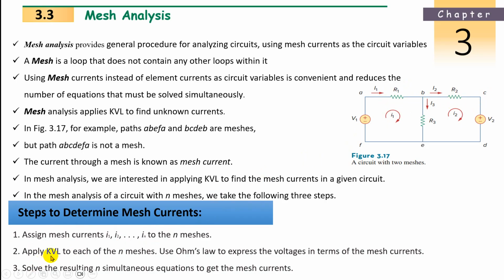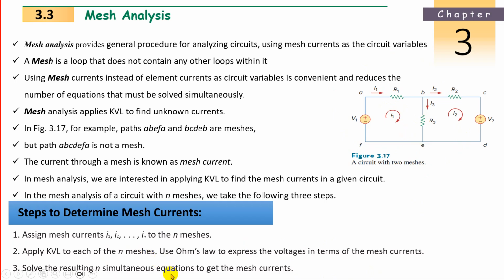Now, apply KVL to each of the n meshes, using Ohm's law to express the voltages in terms of the mesh currents. Now you write I1, right? You have to use Ohm's law. Voltage V1 as it is. Now here, Ohm's law gives I1 R1. Convert it into voltage, no problem. Next here also, I1 R3 is another voltage. So like this we have all the voltages. We have to use Ohm's law to write the voltages.